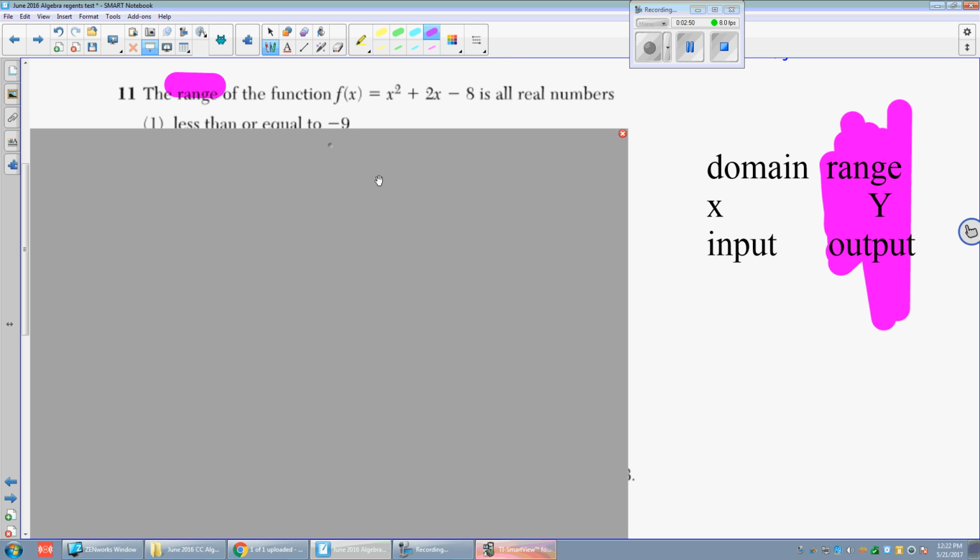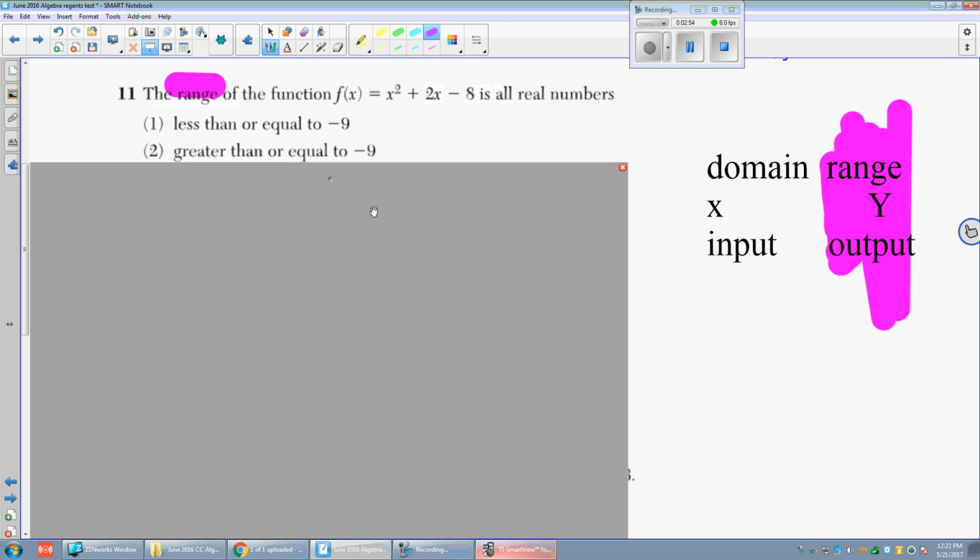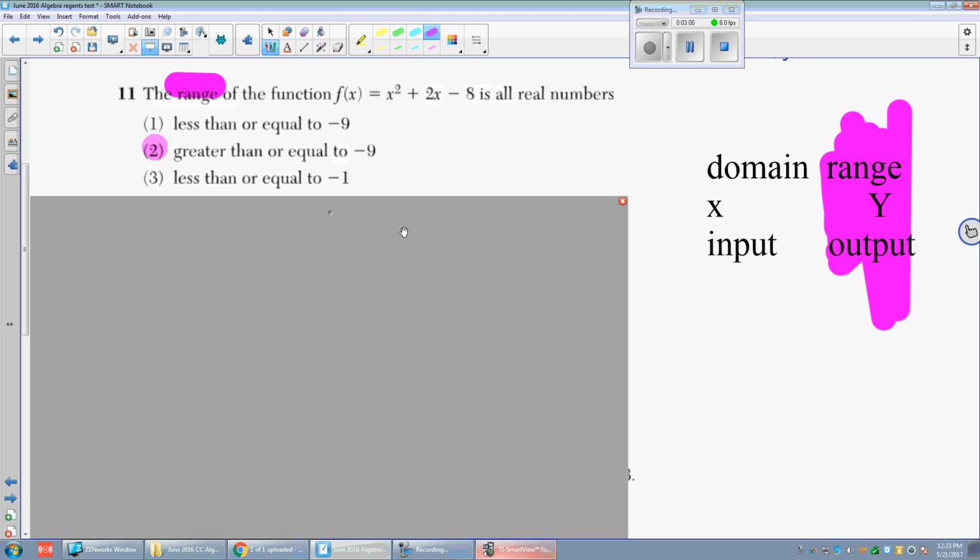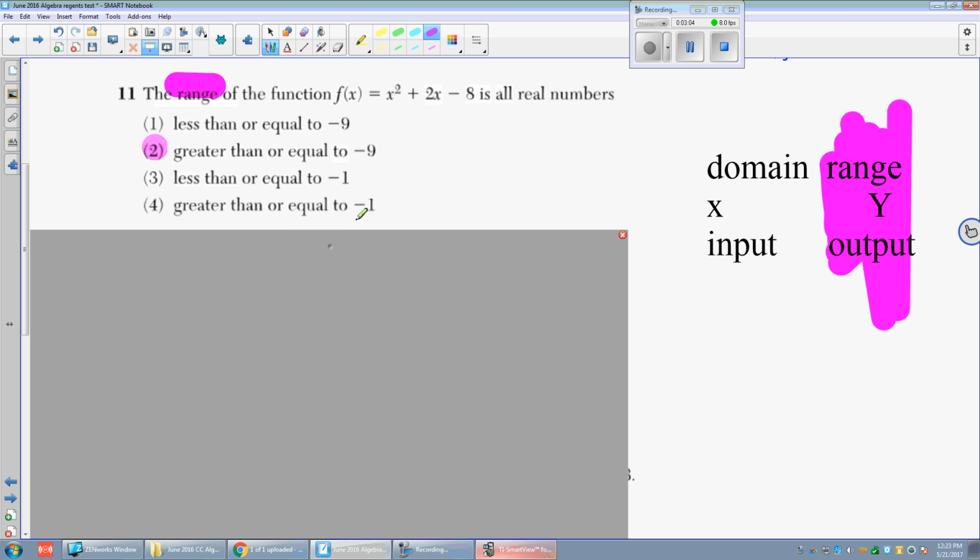Now let's take a look at the choices. Less than or equal to negative 9? No, they're bigger. Greater than or equal to negative 9? Yes, so far that's the answer that I want. Less than or equal to negative 1, that's domain. Greater than or equal to negative 1, no. Okay.